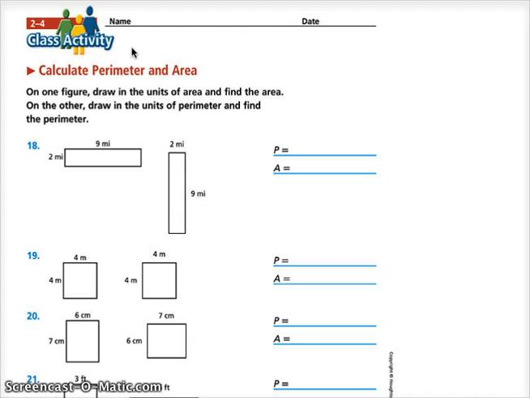This page, they have taken away the lines and the squares and just given us the length and the width numbers. So they want us to draw in the units of area and find the area, and then draw in the units of perimeter and find the perimeter. So for example, if I'm doing area for this one, then I want to draw 2 units because it has 2, and then 9, so 1, 2, 3, up to 9 squares going across the top and 2 squares going up and down.